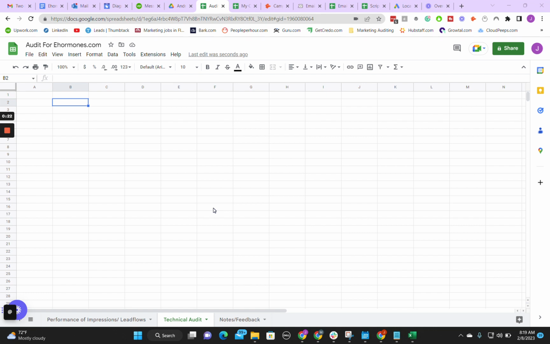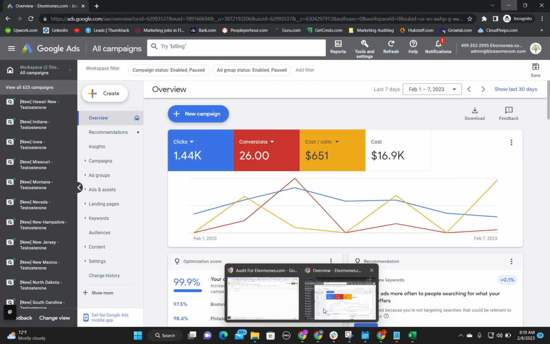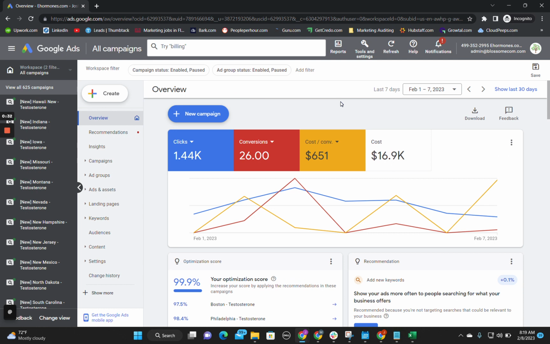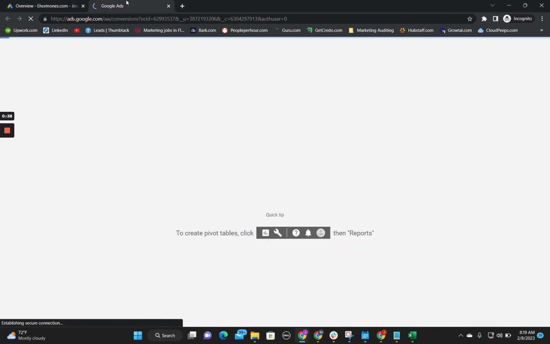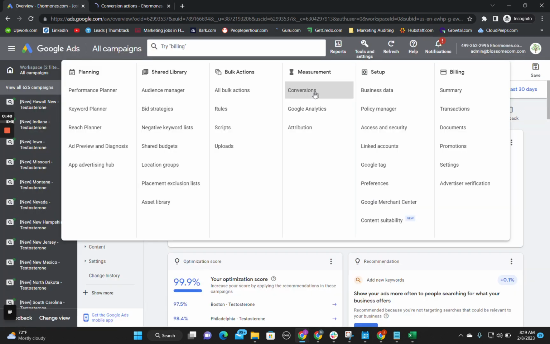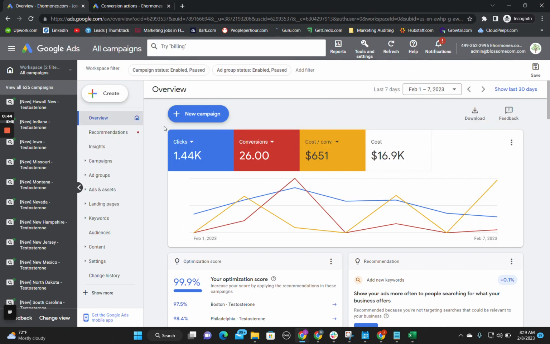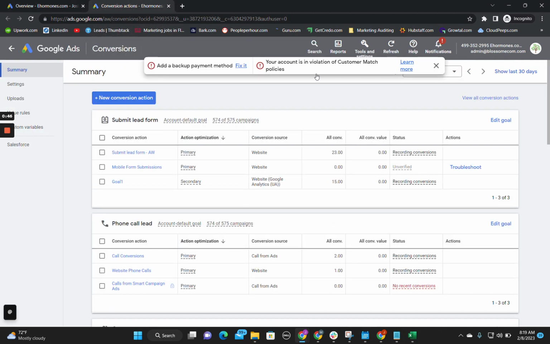So the first thing I always do is a technical audit because everything else kind of relies on that. For instance, if conversion tracking isn't working, or if it's off or something else, then it could definitely throw off or skew data in the future. So first I'm going to open up their conversions here. Click on the wrench bar, Measurement, Conversions, and I open up in a new tab because it's just a little bit easier for organization as well.